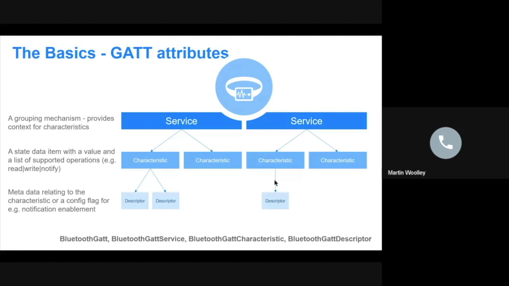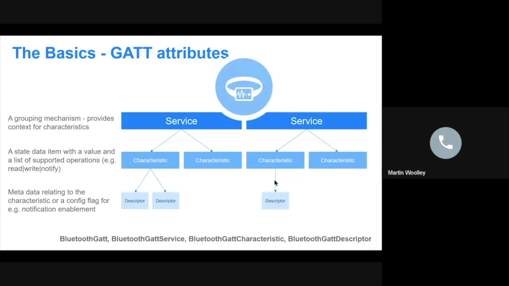Now, services act as a kind of grouping mechanism. They contain characteristics, and characteristics are really just data items that have a specific type. They have a value, and they support various operations that the remote connected device can initiate, things like reading that value, writing to it, and something called notifications, which is a facility which, when switched on, will result in characteristic values being delivered to your application at the other end of the connection, either periodically on a timer or every time the characteristic value changes, something like that.